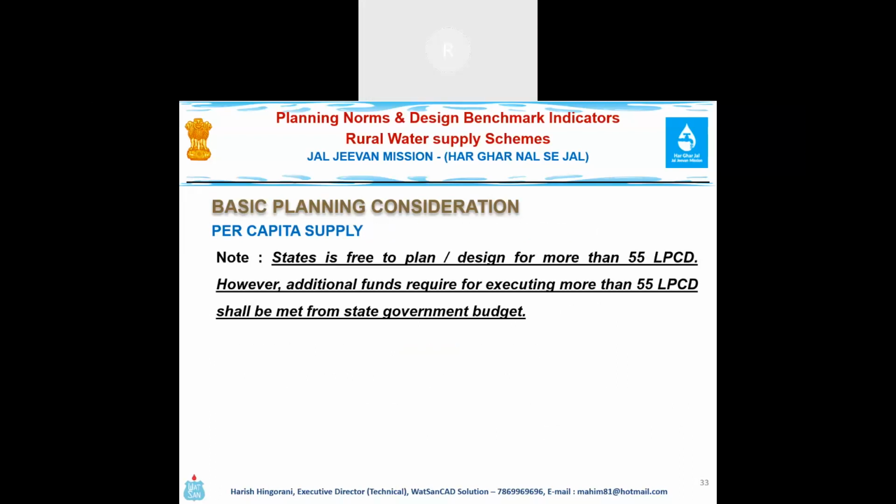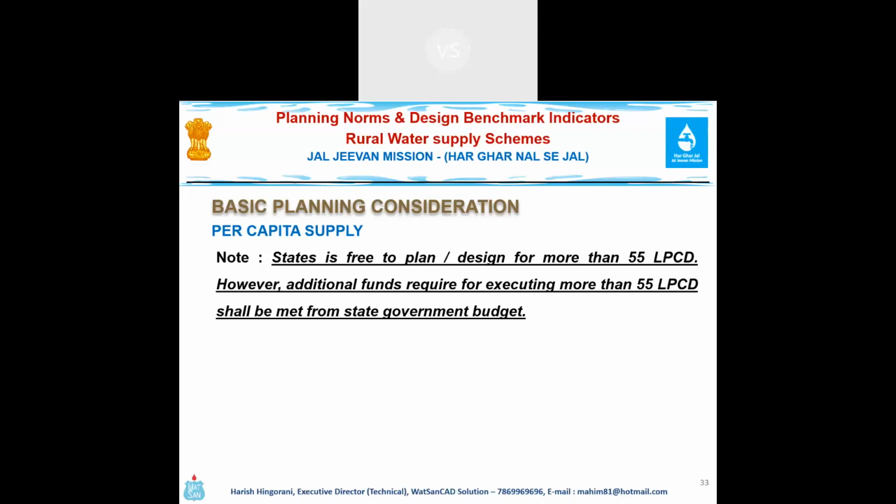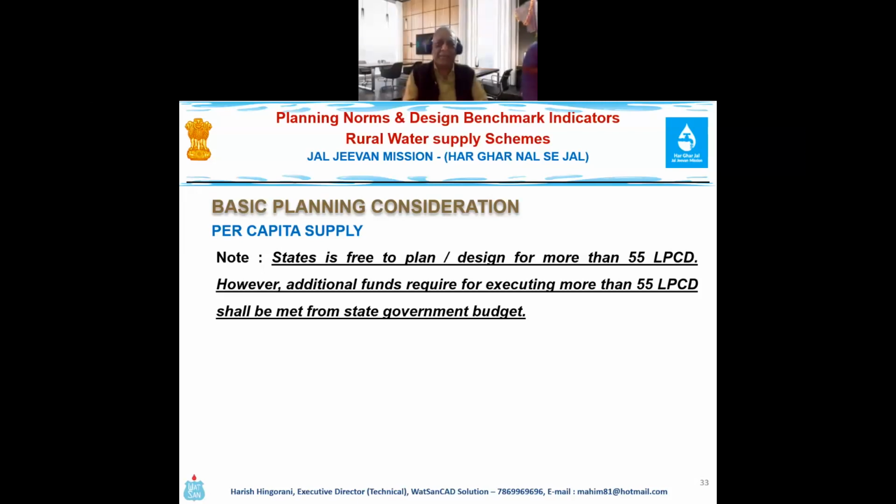Okay, madam, the state is free to plan and design for more than 55 LPCD. Keep it in mind, however, that additional funds required for execution for more than 55 LPCD shall be met from the state government budget. Very clear. A number of states are planning systems for 100 LPCD, 150 LPCD. JJM guidance categorically says that funding provision for JJM schemes shall be limited to 55 LPCD.